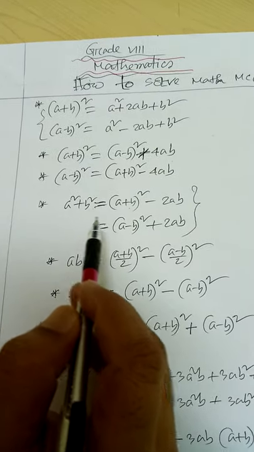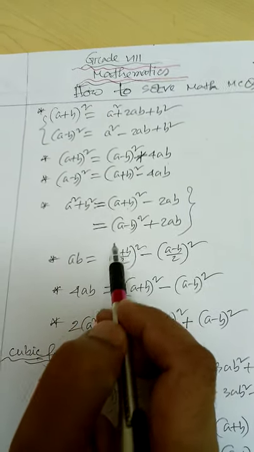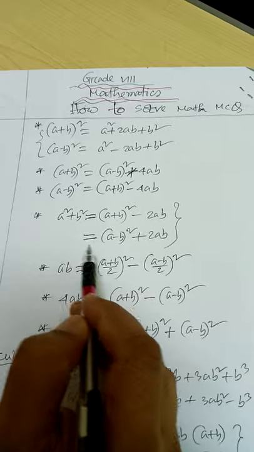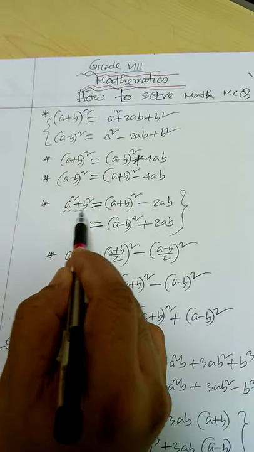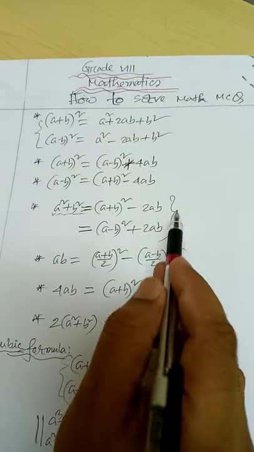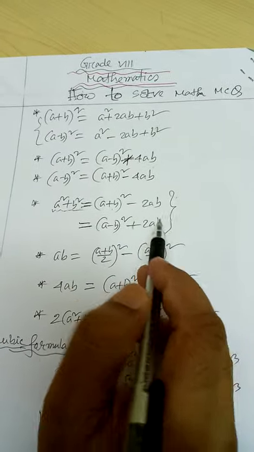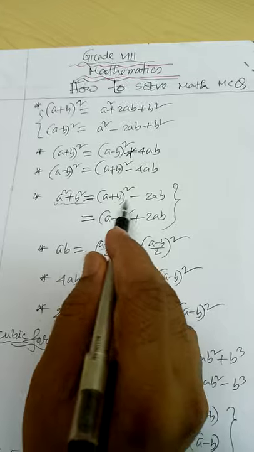a² + b² = (a + b)² − 2ab. Same formula, a² + b² = (a − b)² + 2ab. a² + b² are using both cases. It depends on the given condition which formula we have to use.